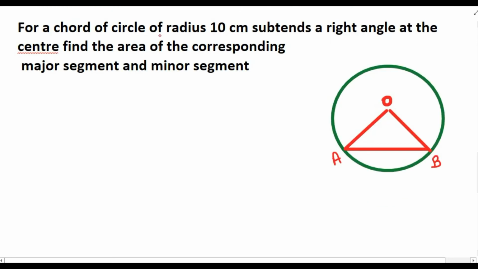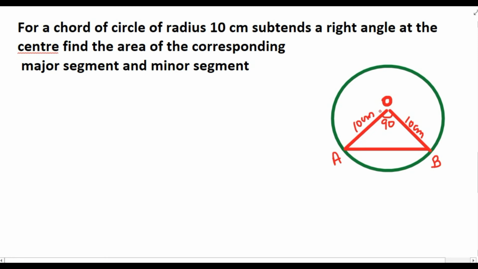For a chord of a circle of radius 10 centimeter, it subtends a right angle, 90 degree, at the center. This is the chord and this is the radius of the circle. OA and OB are the radius of the circle. AB is the chord of the circle. Chord means line segment joining any 2 points on the circle. Radius means line segment joining any point on the circle and the center of the circle.